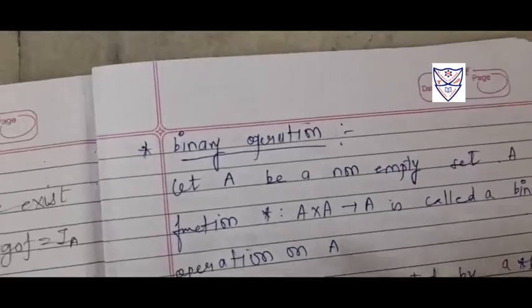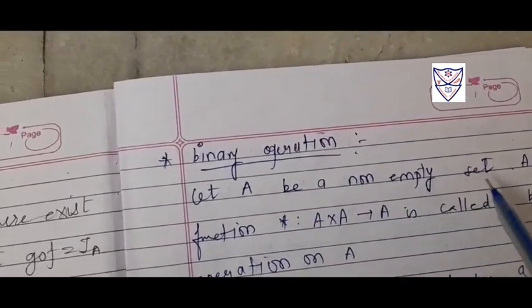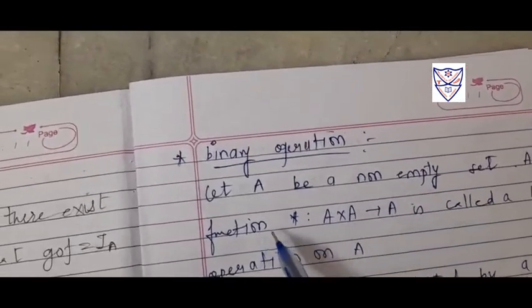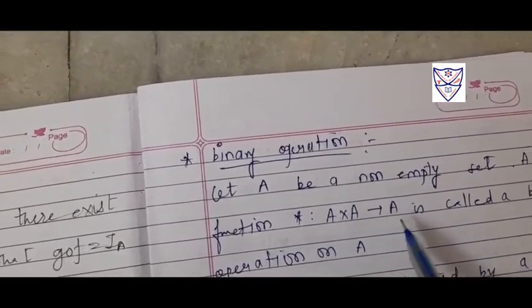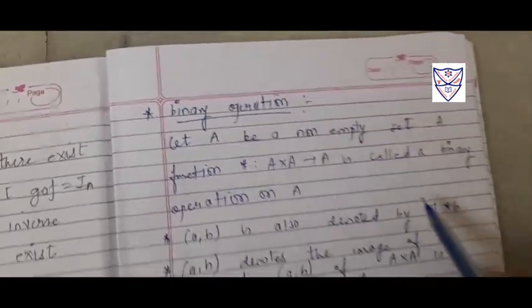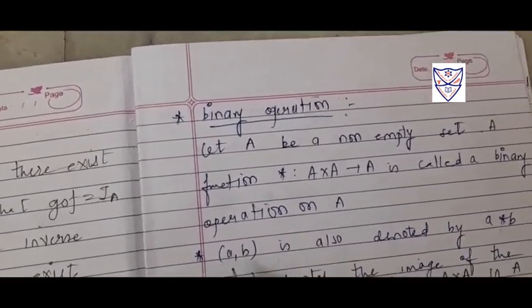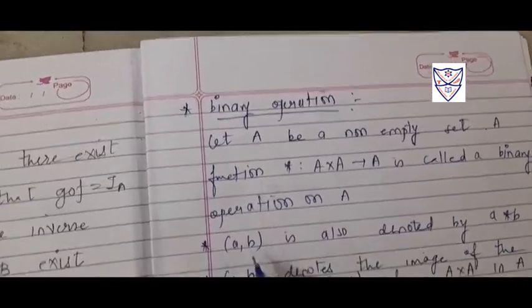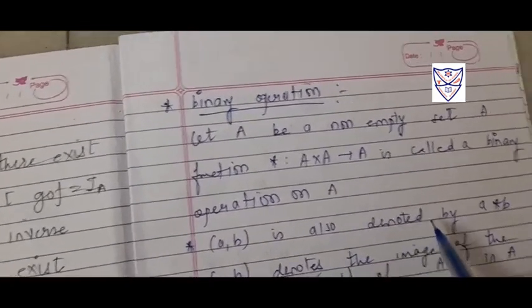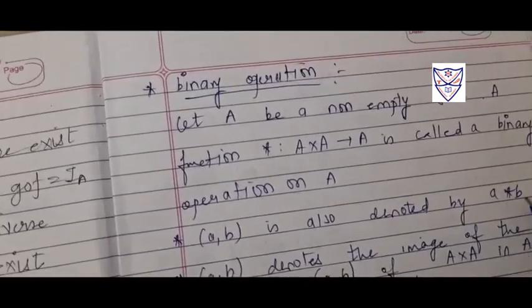Now, binary operation. Let A be a non-empty set. The function star, A cross A to A, is called a binary operation on A. It is denoted by this star. The ordered pair (a, b) is also denoted by a star b.